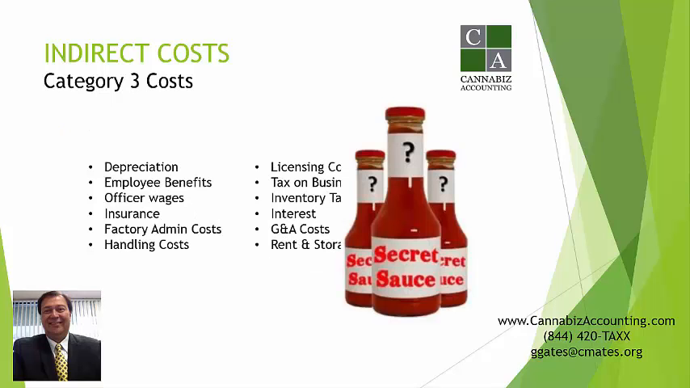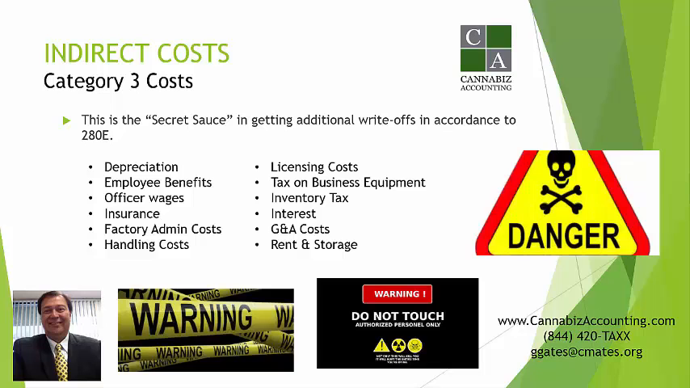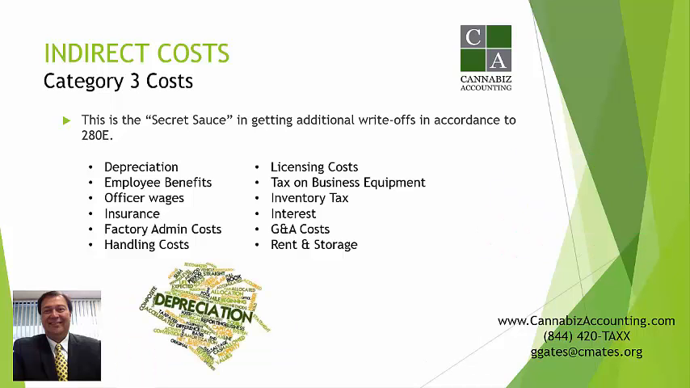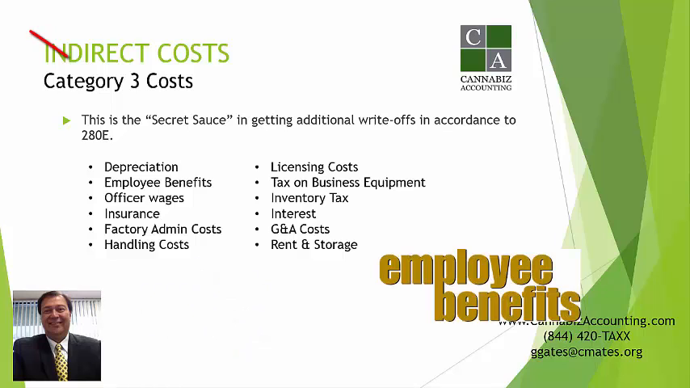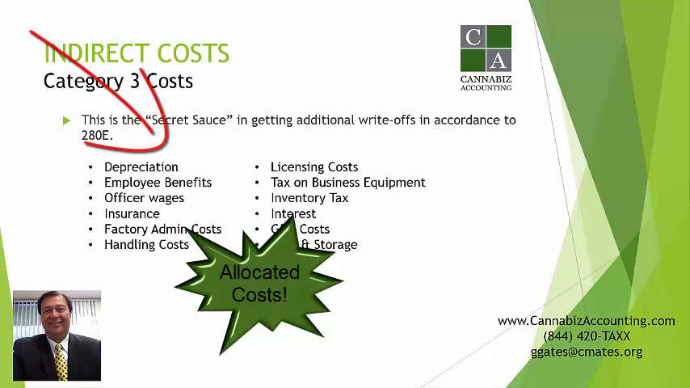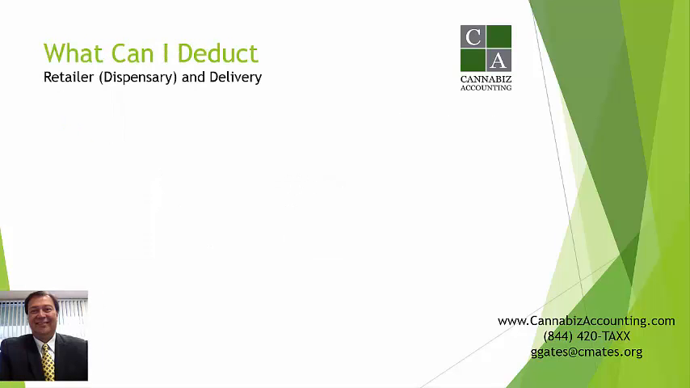Well, here's the secret sauce that we've got out there, okay? And this is what's going to get you the additional write-offs. Now, warning, do not try this unless your accountant has the industry expertise to support your entries. Things such as depreciation, employee benefits, officer wages, read the list that we've got there. Now, some of these, as you notice, were on the Category 2 costs. While here under Category 3, if you've got the secret sauce and know how to allocate, you're going to be able to take some of these costs and use them against your cost of inventory. That means you're going to be able to take cost of goods deductions on these.